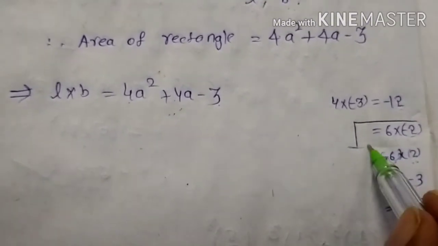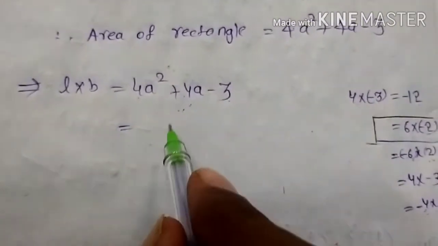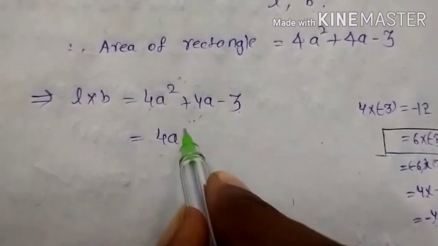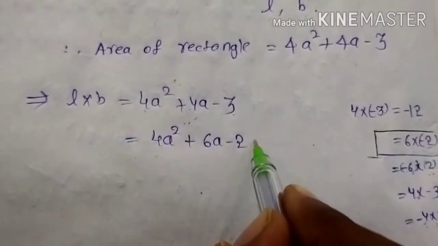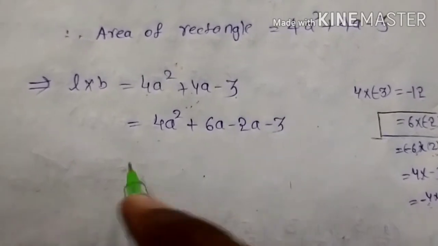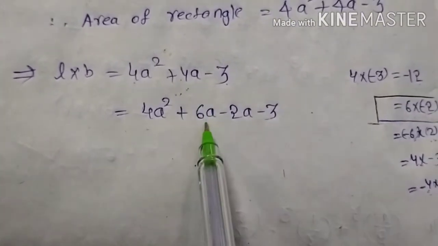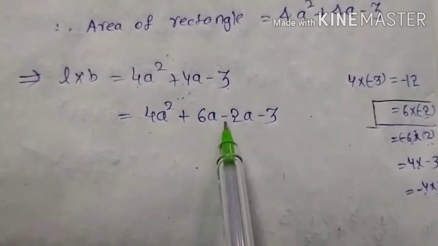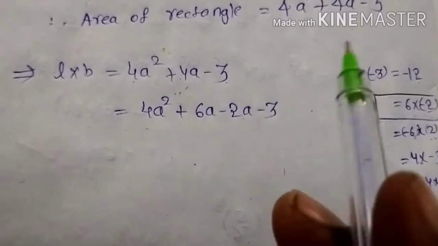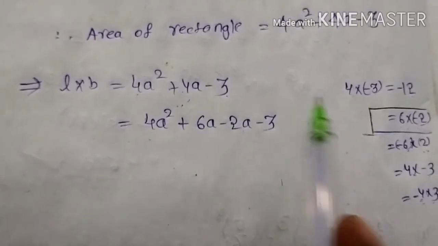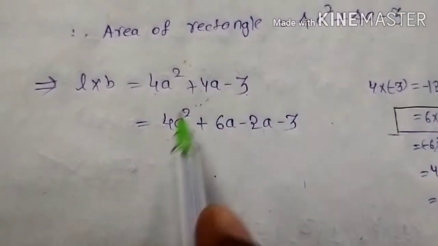That means I am writing, this is the careful step here. See, 4a square plus 6a minus 2a minus 3. Is it okay? Just I written here, instead of 4a, I written 6a minus 2a. That means I split the middle term into two terms. Is it okay? You know that 6 into minus 2 is how much? 12. You are getting minus 12. Yes or no? Yes. 6 minus 2 is how much? 4a. That means you can satisfy it.